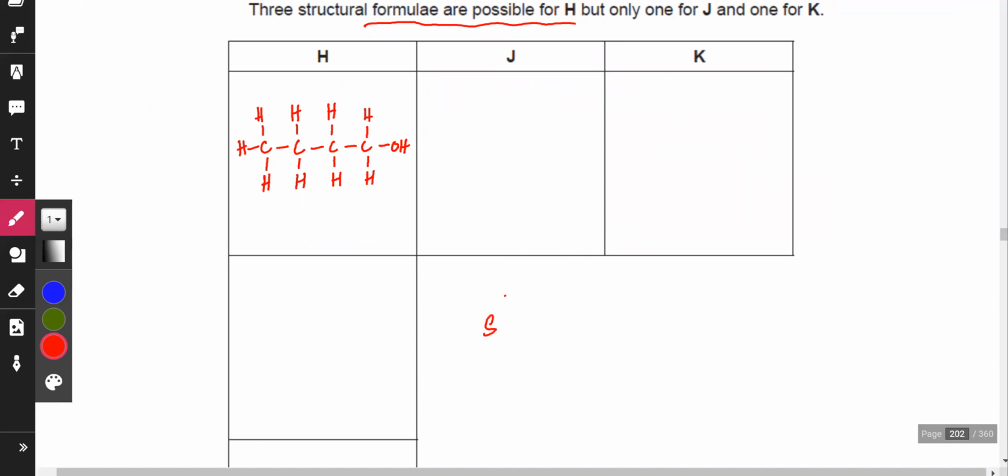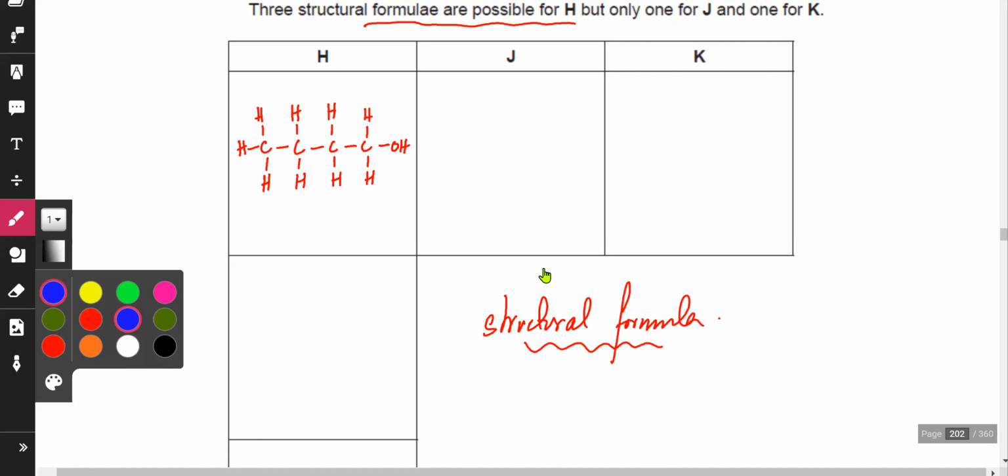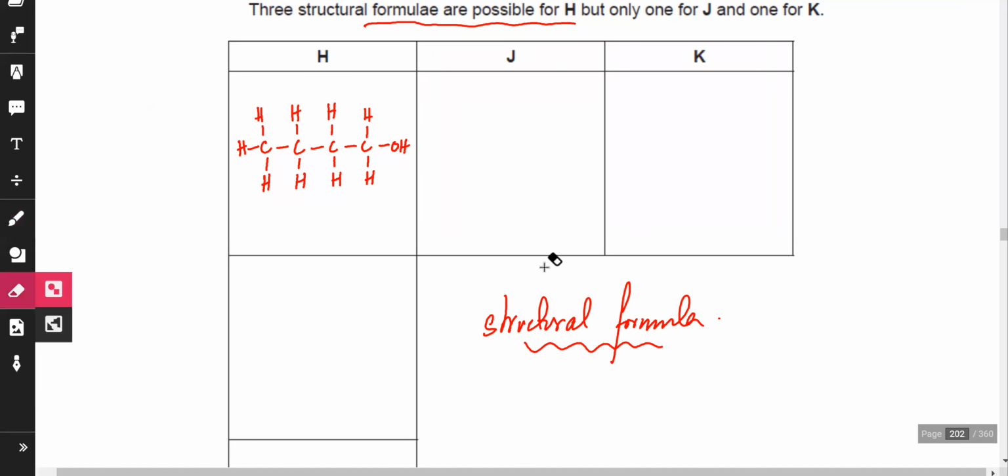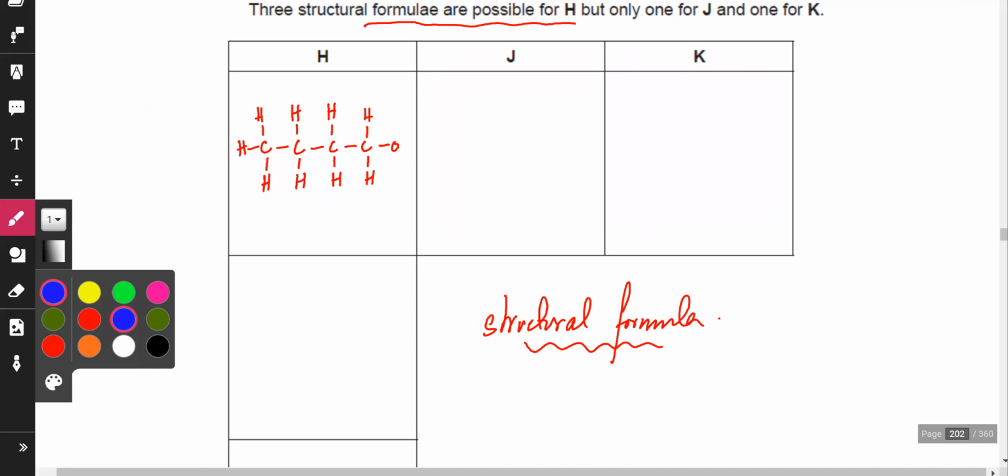Whenever structural formula is mentioned, structural formula is any formula that shows structure. All of these structural formulas have different versions. This is known as a displayed formula. A displayed formula is a type of structural formula, in which you show all the bonds, even the OH bond.